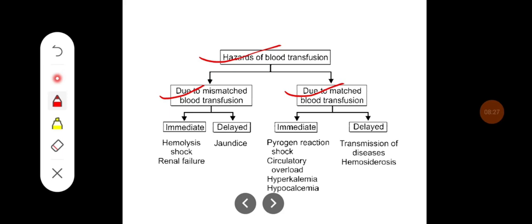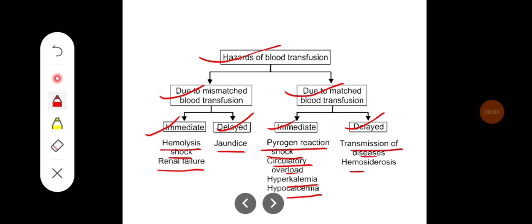Because of the mismatched blood transfusion, there can be immediate effects and delayed effects. Immediate effects are hemolysis, shock, and renal failure, whereas the delayed effect is jaundice. Due to matched blood transfusion, there can again be immediate or delayed manifestations. Immediate complications are pyrogen reaction, shock, circulatory overload, hyperkalemia, and hypocalcemia, whereas delayed complications are transmission of diseases and hemosiderosis.